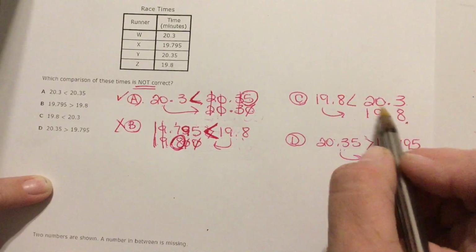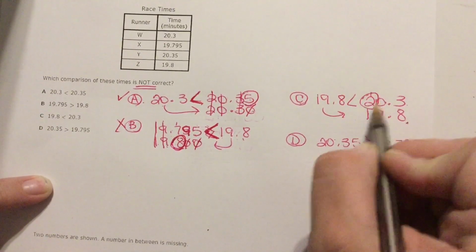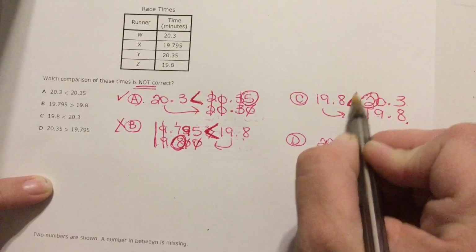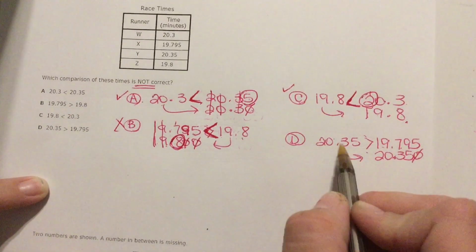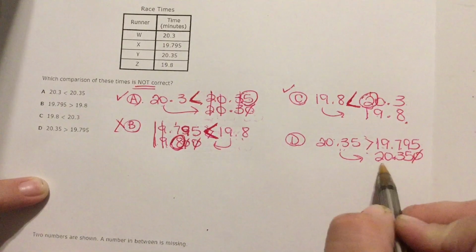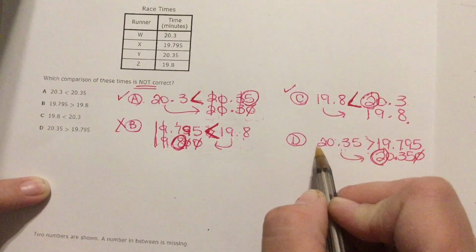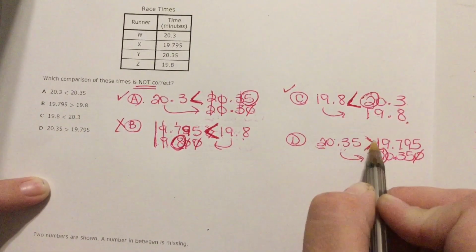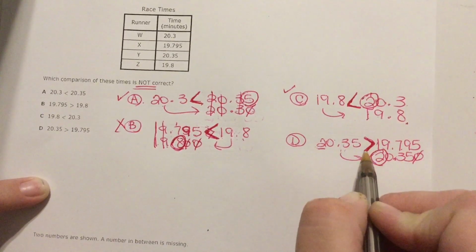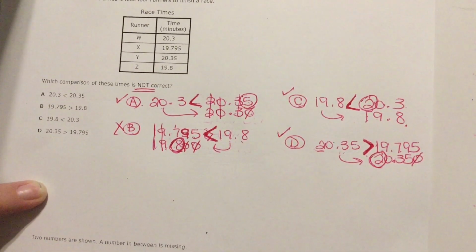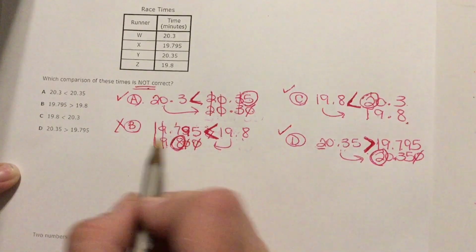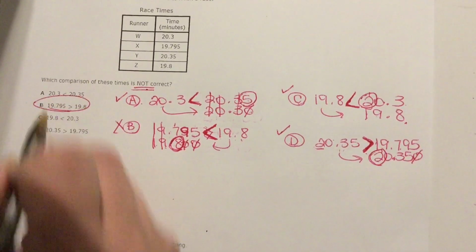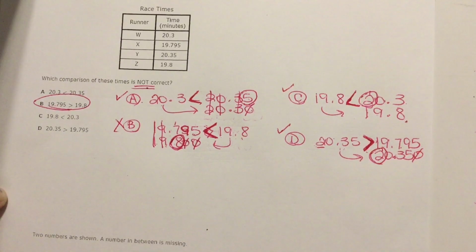Okay, C, 2 and 1. 2 is bigger, so that's the correct symbol. D, 20 and 35 hundredths. 1 and 2. 2 is bigger, so that means this number over here is bigger. Okay, so that one is correct. So it says, which comparison of these times is not correct? That means the answer would be B. B was not correct.